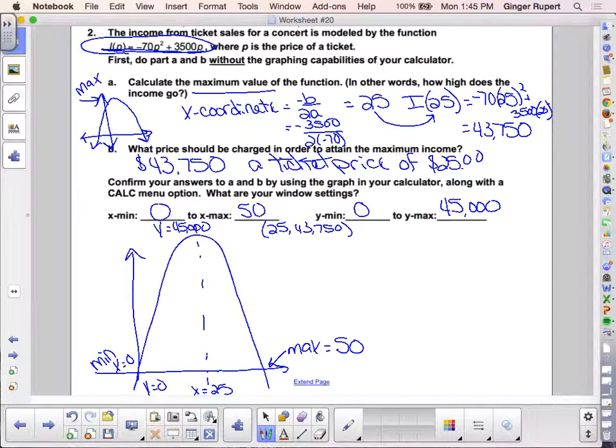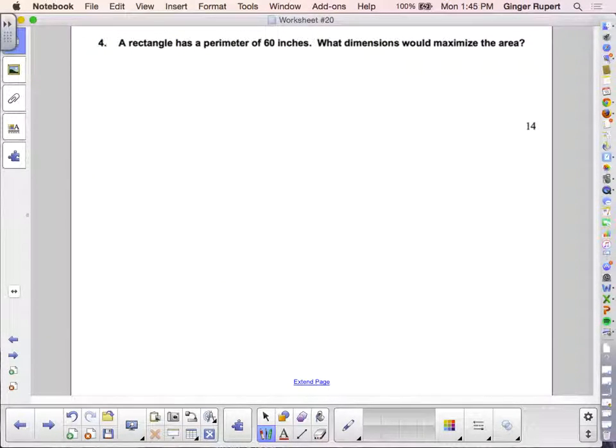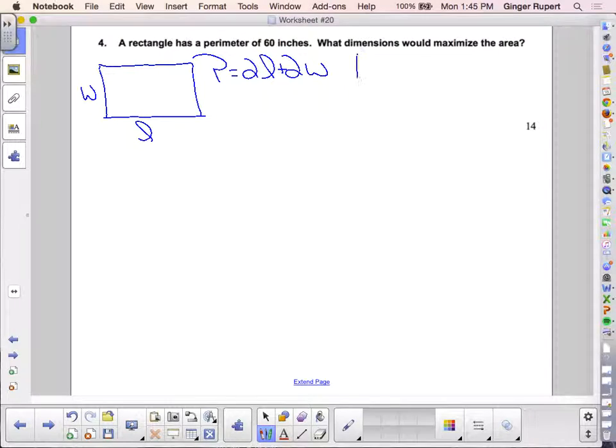Okay, next we're going to go to number 4. A rectangle has a perimeter of 60 inches. What dimensions would maximize the area? So what do you know about a rectangle? It has a length and a width. The perimeter is equal to 2 times the length plus 2 times the width. The area is equal to length times width.